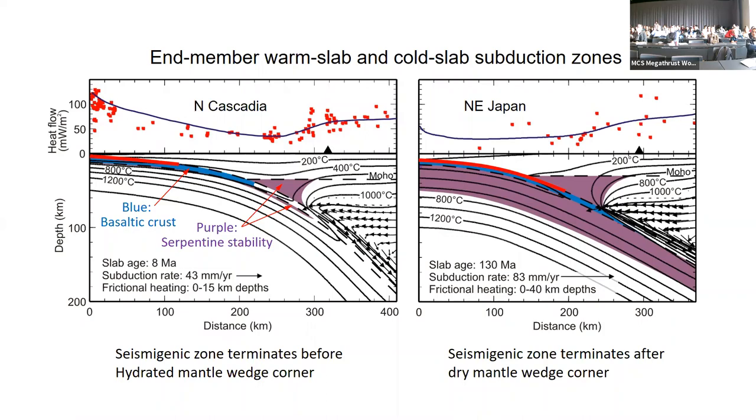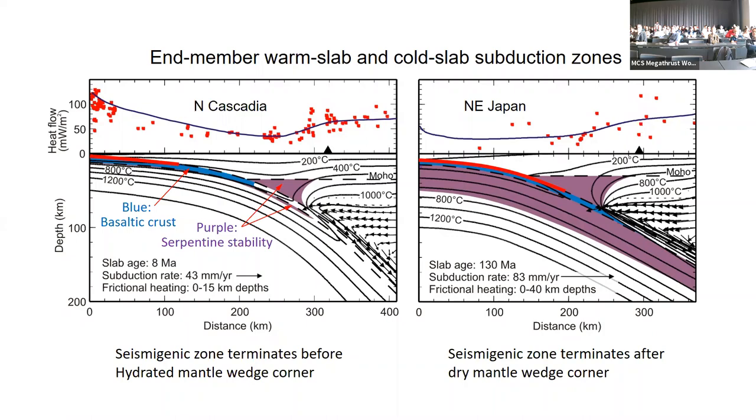And for a cold slab, the seismogenic zone can go all the way. It just ignores the mantle wedge. In Japan Trench, there is no ETS. There's tremor in the shallow areas, but no ETS around the mantle wedge corner. And for most other cold slab subduction zones, there's just no ETS. So it's a different process.